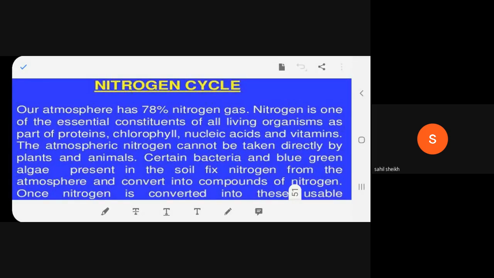Nitrogen cycle. Our atmosphere has 78% nitrogen gas. Do you know that nitrogen is one of the essential gases? All of you know this, that our atmosphere has maximum of nitrogen gas and that amounts to be 78%. Is it clear? So the air has got 78% of nitrogen gas.